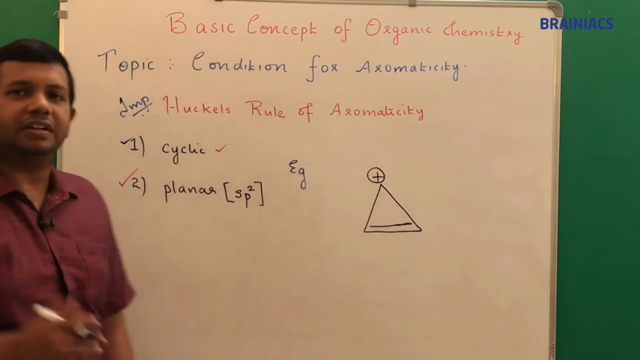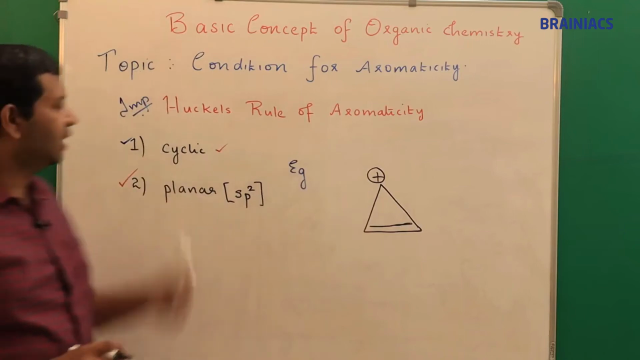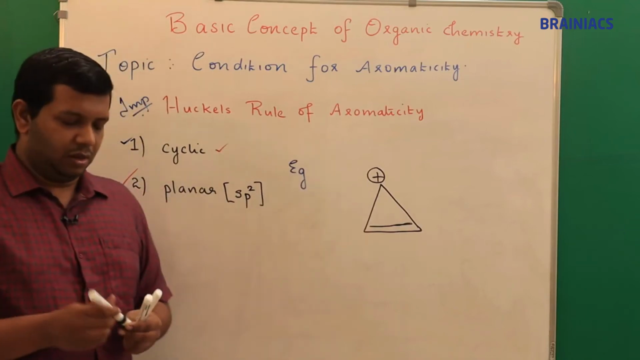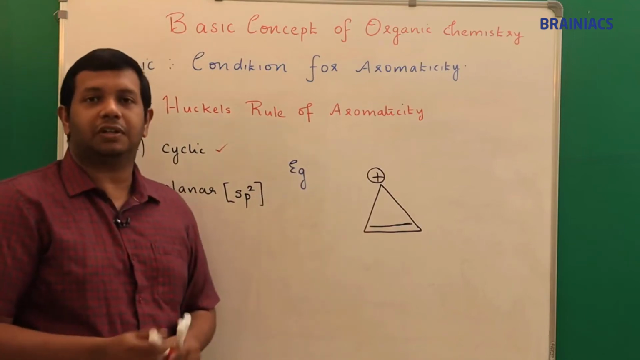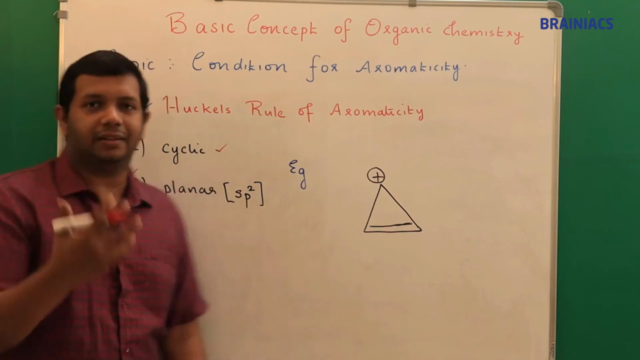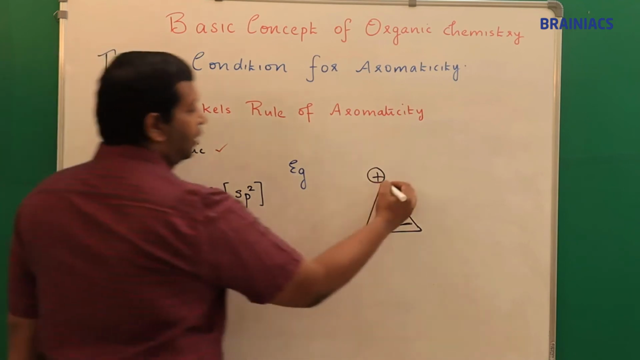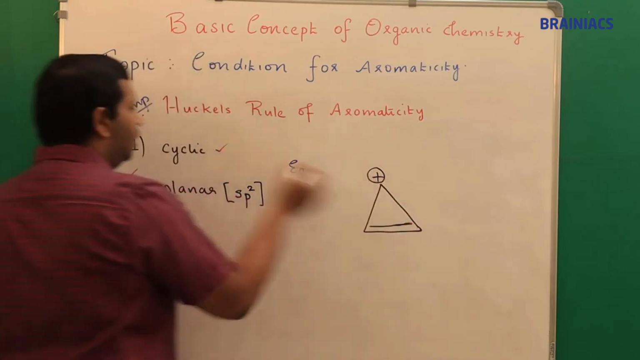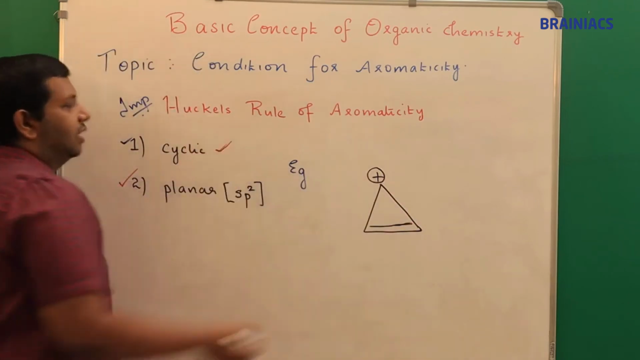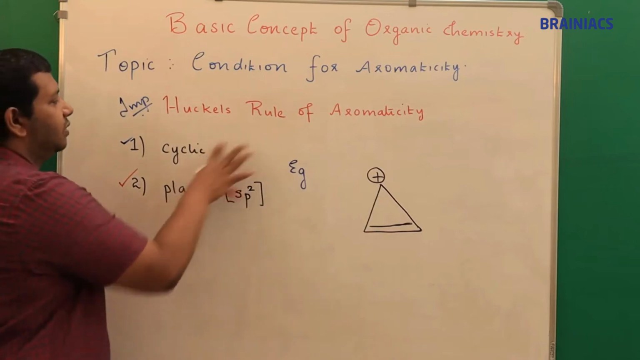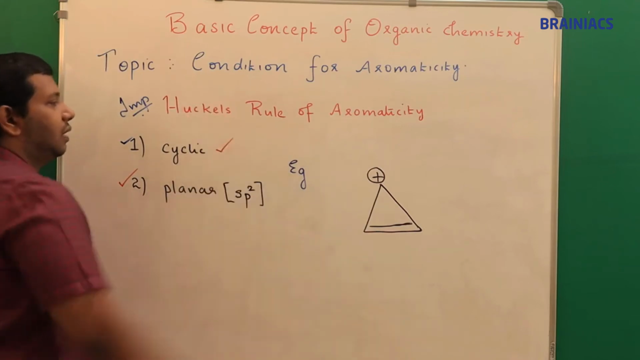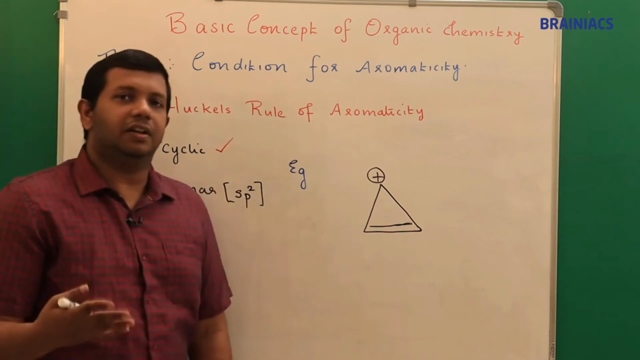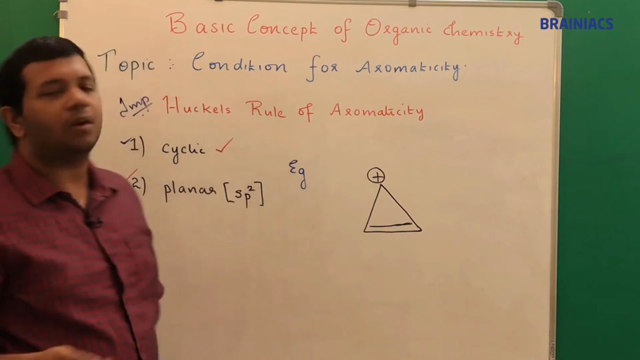Consider this species and tell me whether the compound is cyclic and planar or not. Okay, so you know the first criterion is to check the cyclicity. I know that this carbon atom is connected to this carbon atom, and this is connected to this carbon atom, and that is connected. So the compound is cyclic only. I understood the compound is cyclic. Correct? So the next condition is I need to check whether it is planar or not.